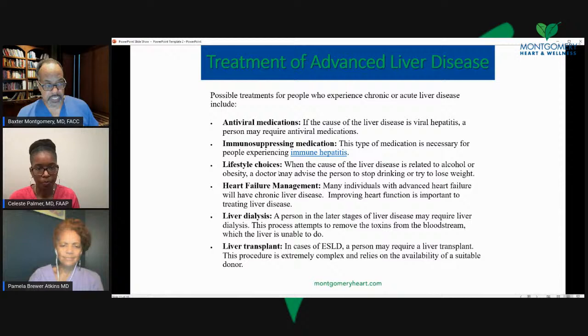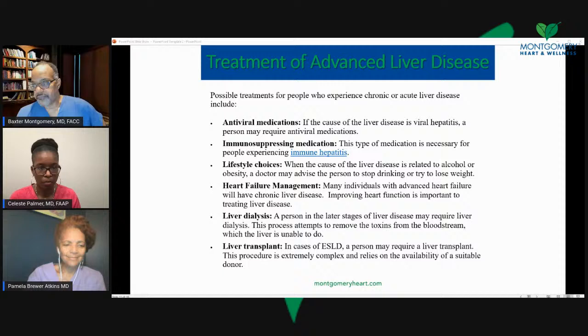Lifestyle choices. Now, this is important. When I get to our approach, we're going to really lump all these together. Lifestyle choices related to alcohol, obesity. We'll say stop drinking and lose weight. Stop drinking is pretty specific. I'm not sure about the lose weight part. I've seen a number of very thin patients who come in with non-alcoholic liver disease who don't have obesity or diabetes. Some of them may have elevated cholesterol, some may not. So it's not just as simple as lose weight. Again, it gets into the mechanism, not just, okay, let's put a Band-Aid on this.